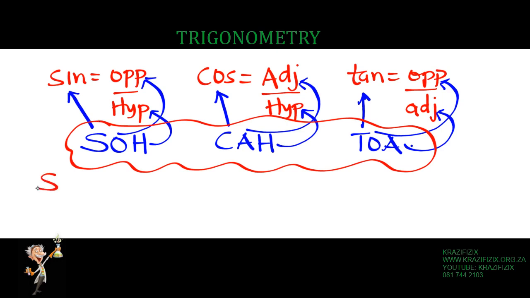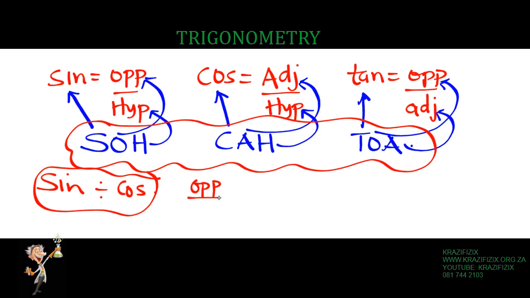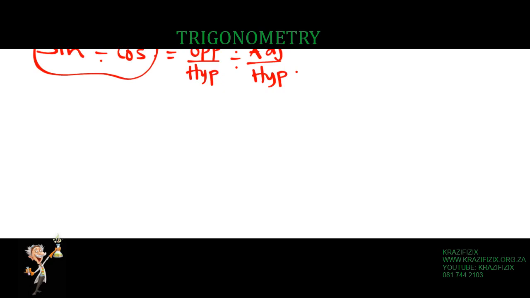What do you think will happen if I were to say sine divided by cos? Just a quick trig ratio that we want to see. Sine divided by cos. What is sine? Opposite over hypotenuse, divided by adjacent over hypotenuse. And I'm sure mathematically we know what to do with the division sign. What do we do?